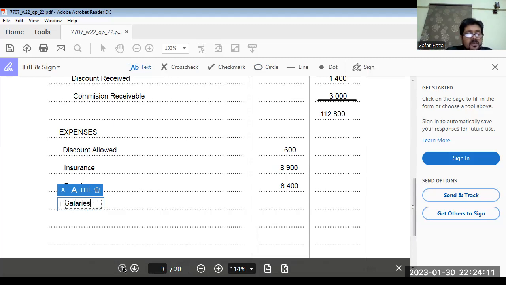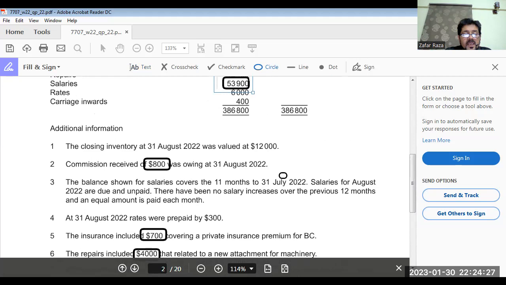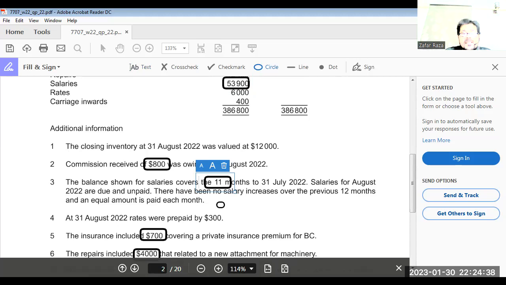For salaries, again, we are going upward. What's happening in salaries? Salaries is 53,900. Here it is. But salaries are showing for only 11 months. The 12th month's salary is due. While making the income statement and adjustments, we don't pay the salaries. We only add the expense and make it a liability. Cash and bank are not allowed to enter into the adjustments.